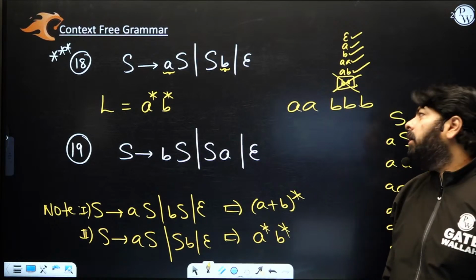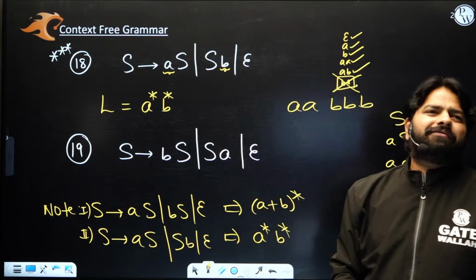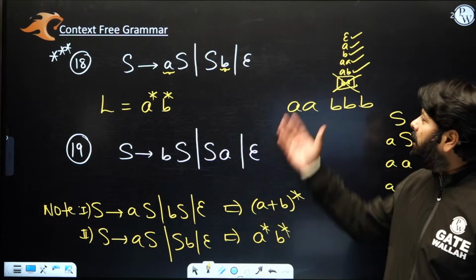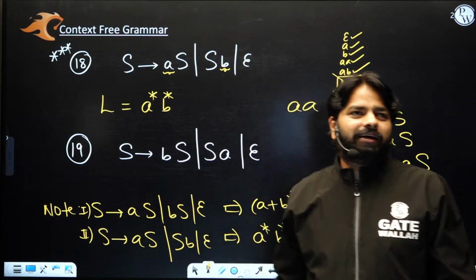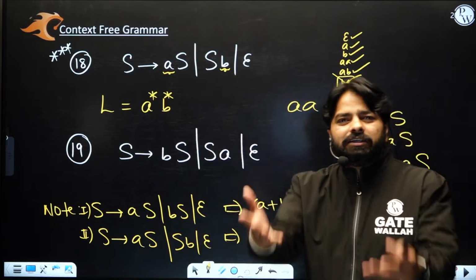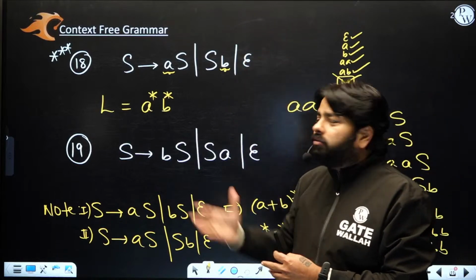Why not B star, A star? Just look, can you generate BA first? If you can't generate it, how can it be B star, A star? Very simple, right? In 18, you can't generate a BA. You can't generate B's followed by A's. You just try it.